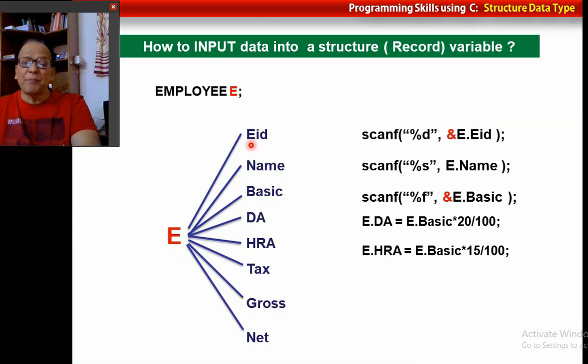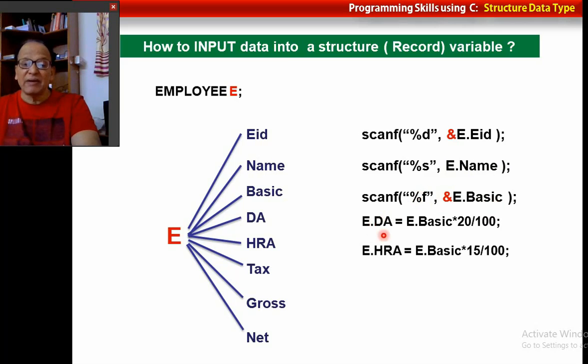So how do I input data into EID? Here, for example, I'm giving an example: scanf percentage D because EID is integer, then ampersand E dot EID. Please remember E dot EID, E dot name, E dot basic, etc. Similarly, scanf percentage S. Now you know name is a character string, therefore no ampersand. You just put E dot name. And we come to basic, which is a float, therefore percentage F, ampersand E dot basic.